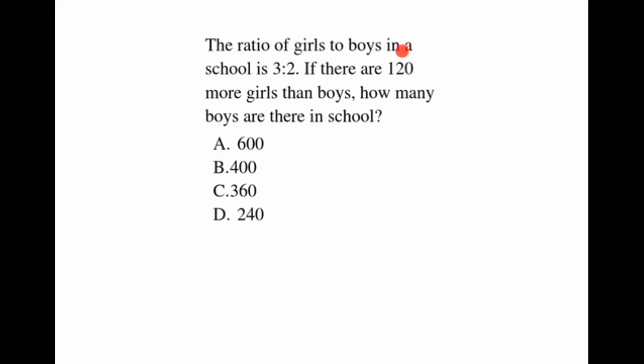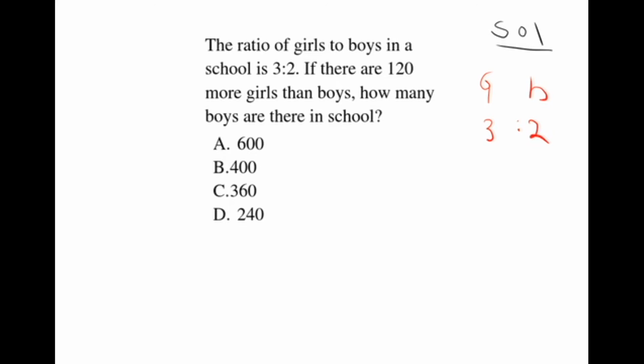The ratio of girls to boys in a school is 3:2. If there are 120 more girls than boys, how many boys are there in school? Solution. Let us have G to represent the girls and B to represent the boys. And we are told that they are in the ratio 3:2.